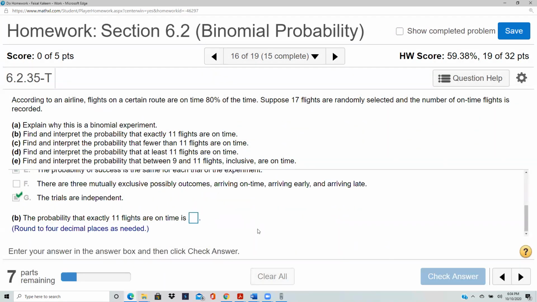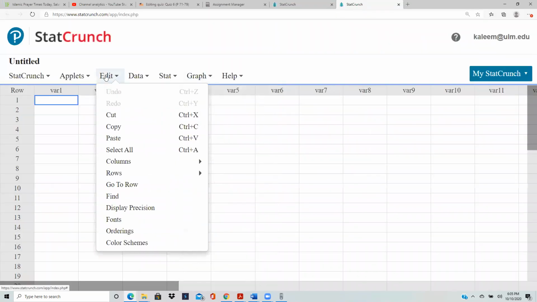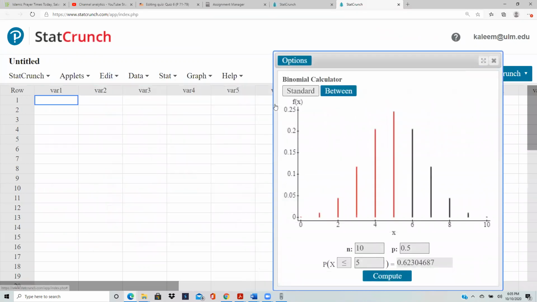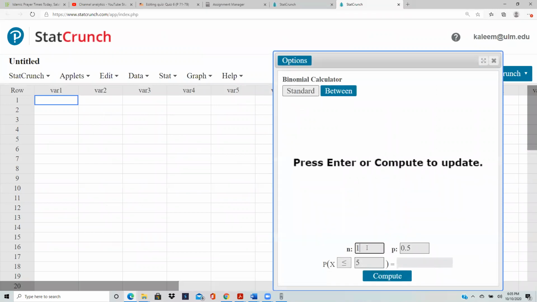Okay. The probability that exactly 11 flights are on time. So now n is 17 because there are 17 total experiments, and little p is 0.8. And in part B, X will be exactly 11, so equal to 11. So 17, 0.8, and 11. Let's open StatCrunch. Stats, Calculator, Binomial. So 17, 0.80, 80% on time, and equal to 11.